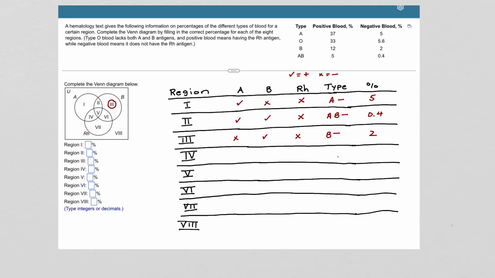How about number 4? So now I'm here, inside the circle of A, outside the circle of B, and inside the RH circle. So now people with this blood type would be A positive. And that is pretty common. That is 37%.